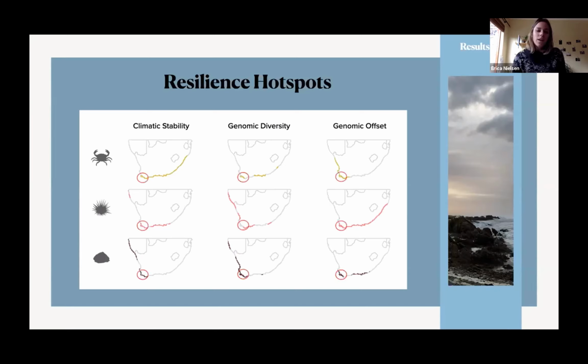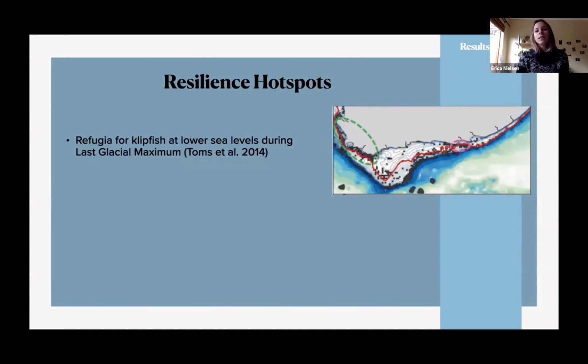The first area that pops out is around Cape Town and False Bay. And then the second one is around Cape St. Francis and Port Elizabeth. We can compare this to previous studies in the country, and quite interestingly, these same 2 regions were identified as refugia at the last glacial maximum solely due to sea level change for 2 different lineages of a clipfish. That's shown in the green and the pink circles there.